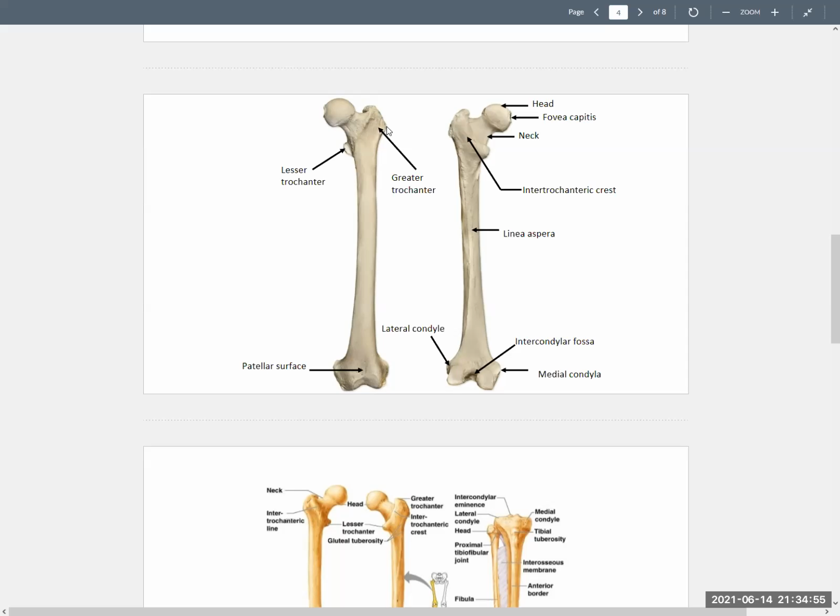We have tubercle, we have tuberosity, and we have trochanter, each getting larger in that order. Tubercle, smallest, tuberosity on the radius, next larger, and then the greater trochanter. On the medial side, we have the lesser trochanter. Let's flip it around to the posterior. Okay, we see the same, but we see that the greater trochanter and lesser trochanter form a moon shape. This is called the intertrochanteric crest.